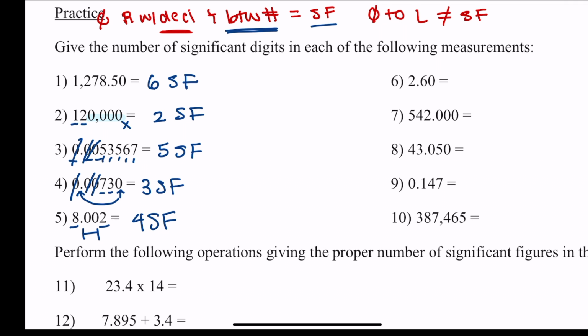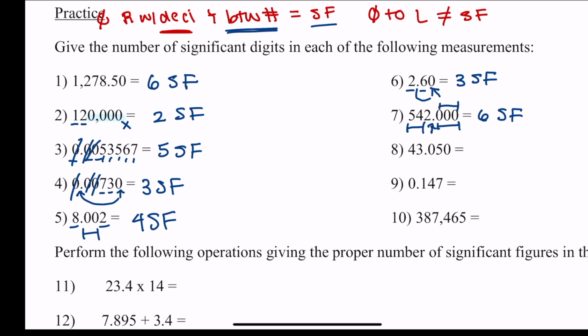Okay, let's go to the next one. So we know these two are significant for sure. Now, is this 0 significant? We see a decimal, and 0 to the right of the decimal is always going to be significant. So this is 3 sig. Okay, same here again. We see a decimal and 3 trailing zeros. Since there's a decimal, we count these as significant, and these numbers also are significant. So we have 6 sig.